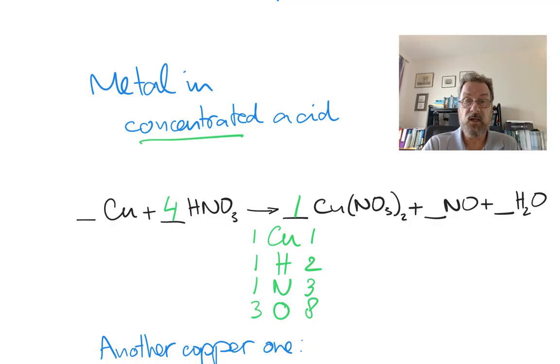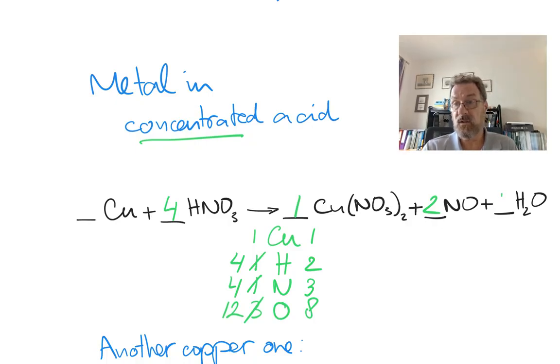So if I have 4 HNO3s, then this becomes a 4, this becomes a 4, and this becomes a 12, right? But if I have 4 HNO3s, I must therefore have 2 NOs because the other 2 nitrogens have already been used. So this should be a 2. And I have 4 hydrogens now. So that should get me 2 H2O, right?